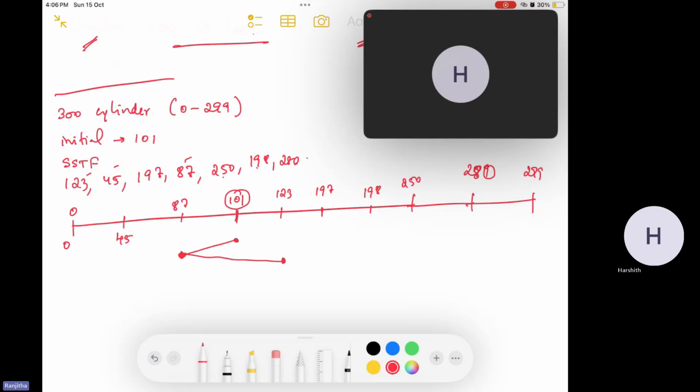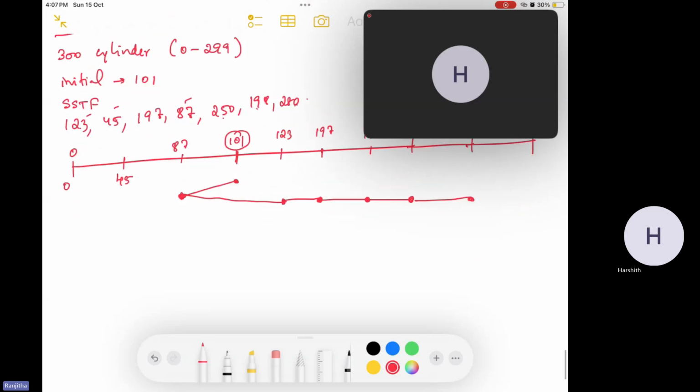Then from 123, it can either go to 197 or 45. So this is a shorter distance. So we traverse 197. Then 197 to 198, it is only a shorter distance. Then 198 to 250, then 250 to 280, and then all the way back from 280 to 45. So this is the shortest seek time first traversal.